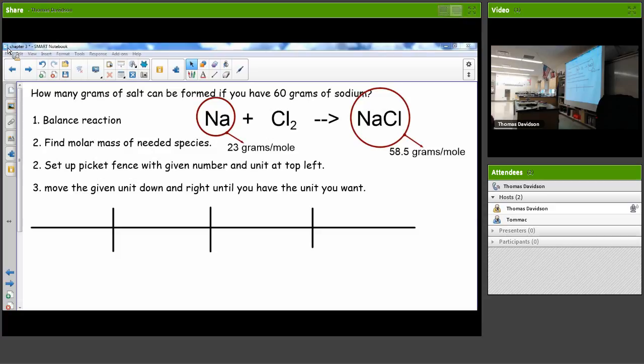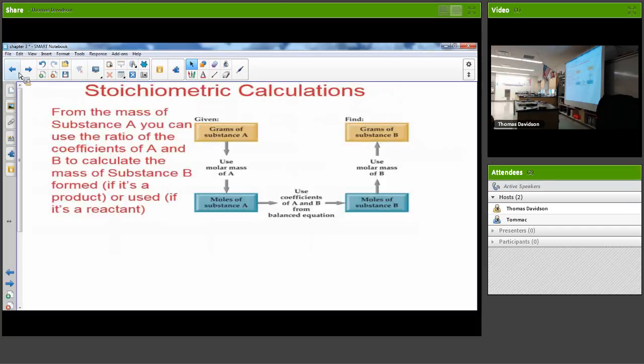All right, so we'll give this a shot. First off, what we're learning today and for the next couple of days is called stoichiometry. So stoichiometric calculations. From the mass of substance A, you can use the ratio of the coefficients of A and B to calculate the mass of substance B formed if it's a product or used if it's a reactant.